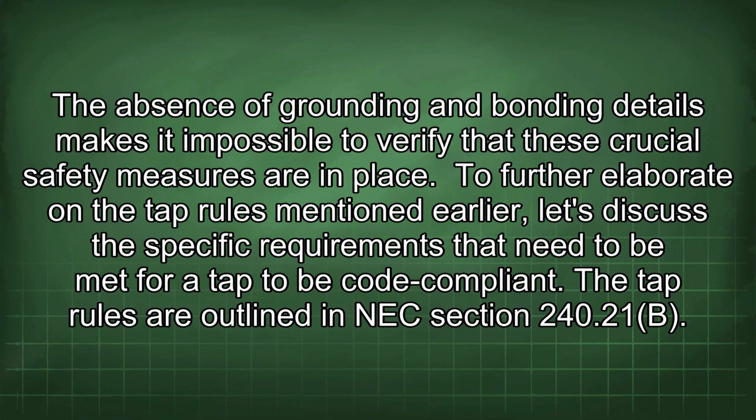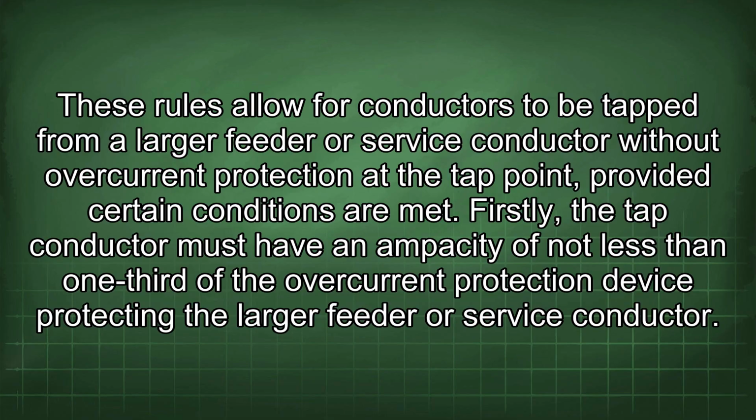To further elaborate on the TAP rules mentioned earlier, let's discuss the specific requirements that need to be met for a tap to be code compliant. The tap rules are outlined in NEC section 240.21(b). These rules allow for conductors to be tapped from a larger feeder or service conductor without overcurrent protection at the tap point, provided certain conditions are met.